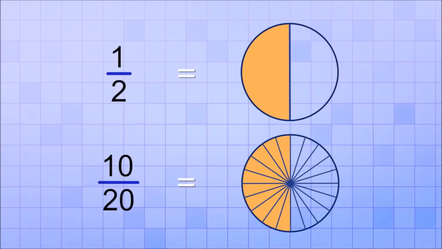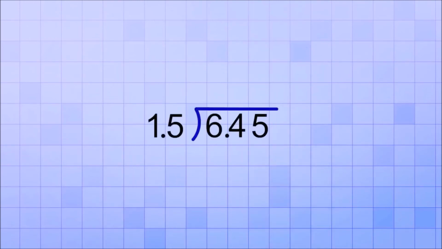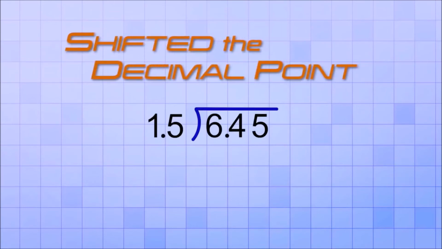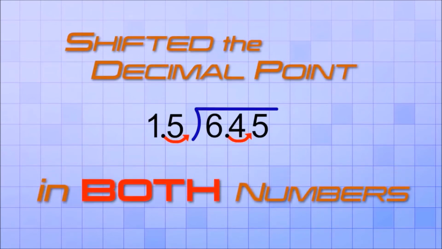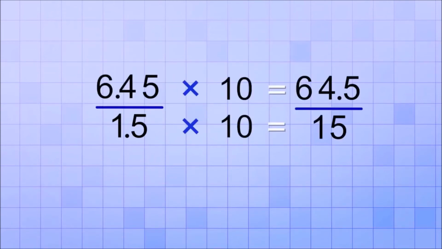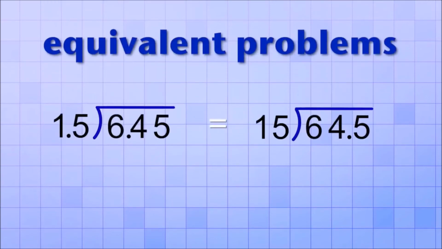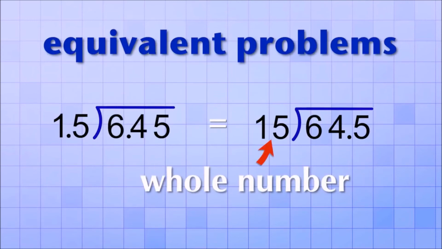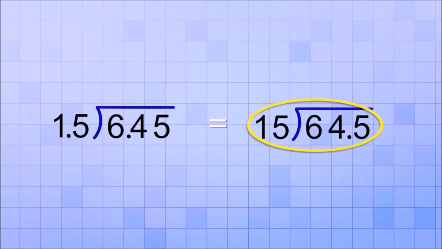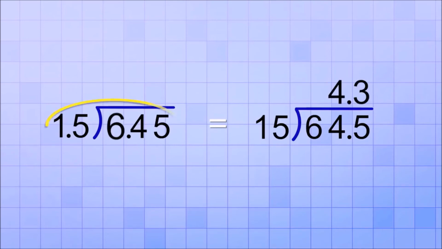They're equivalent fractions. Well, that's what we did in our decimal division problem when we shifted the decimal point in both the divisor and the dividend by one place. We multiplied each number by 10. And since fractions and division are basically the same, we made equivalent division problems. But now, one of them has a whole number divisor. Pretty cool, huh? That means if we solve 64.5 divided by 15, we get the answer 4.3, which is exactly the same answer we would get if we did 6.45 divided by 1.5.